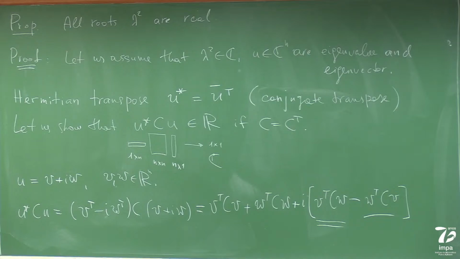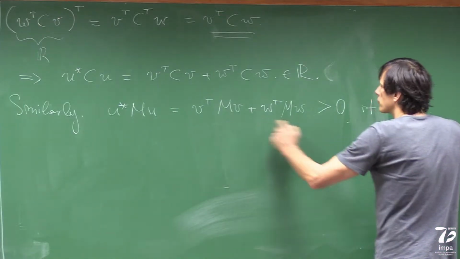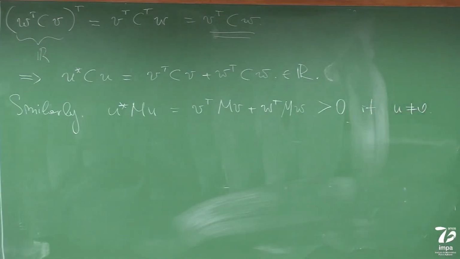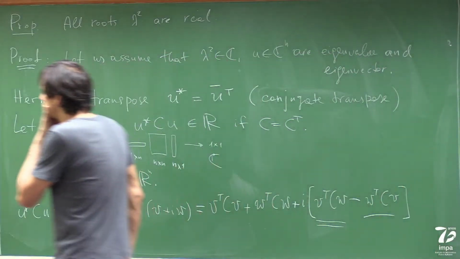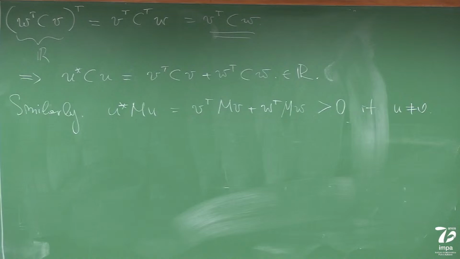But now it's not only real, but it's also positive, because M is positive definite. So it's always positive if U is non-zero. So it's real because both of them are real, but we know more, that it's positive. So what's important is non-zero. So that's almost it.